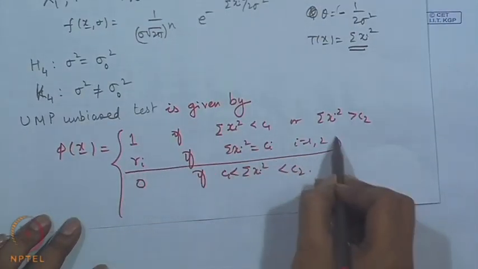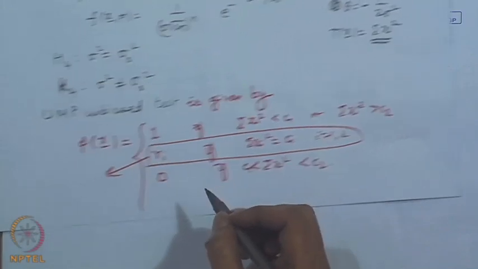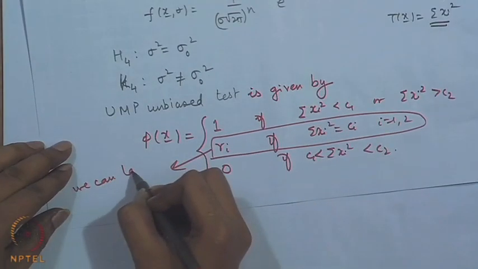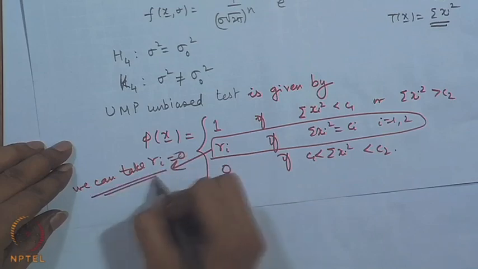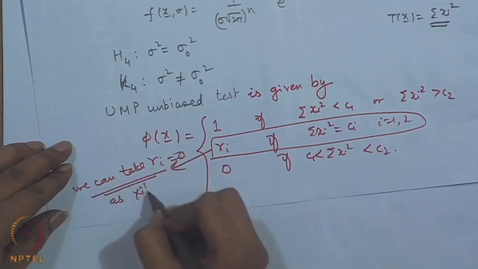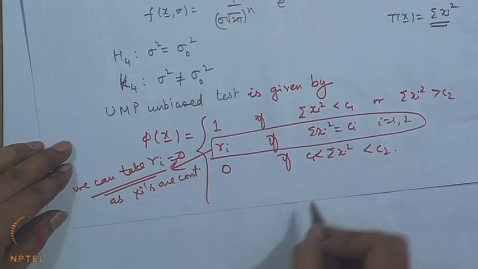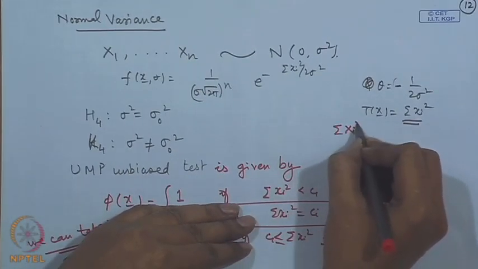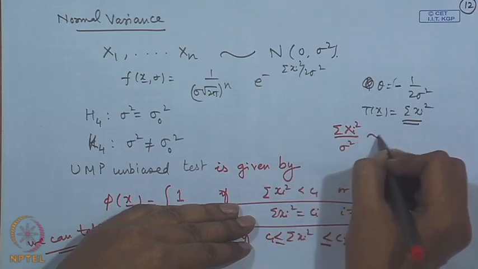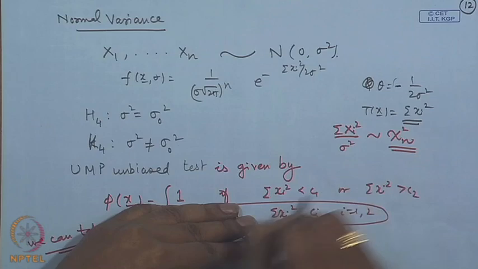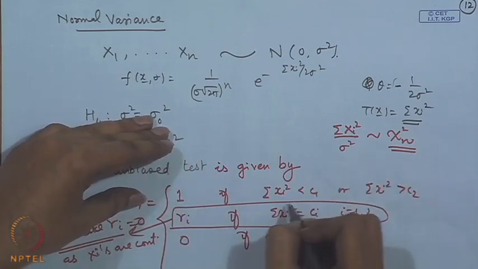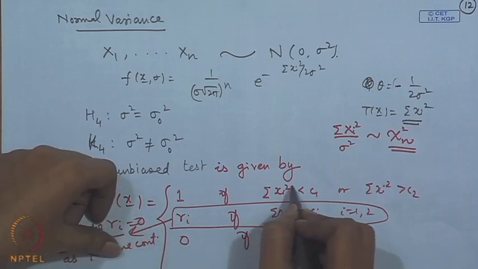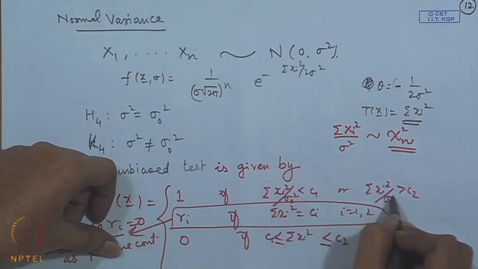And now, this part we can take gamma i to be 0 as x i's are continuous. So, this part can be then included here. Also, we can note here that sigma x i square by sigma square will have chi square distribution on n degrees of freedom. So, if I am considering under the null hypothesis, I can consider division by sigma naught square here.